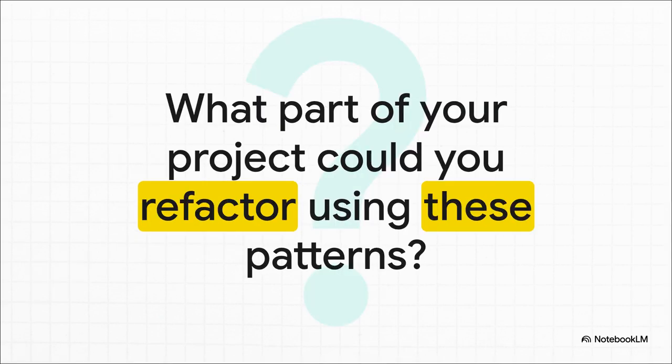So I'll leave you with this one question. Think about the code you're working on right now. Where is that monstrous constructor hiding? Is there a clear need for a singleton? A place where delegating creation could simplify everything? What part of your project could you make better right now with one of these tools?